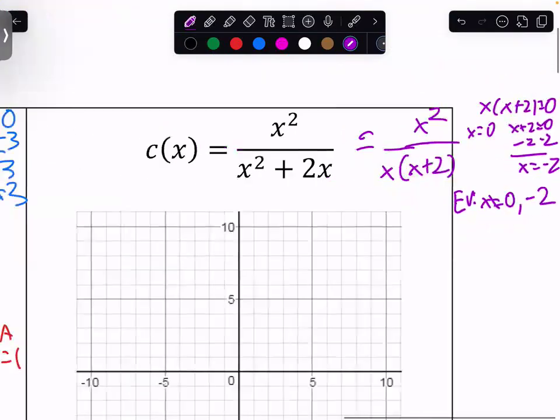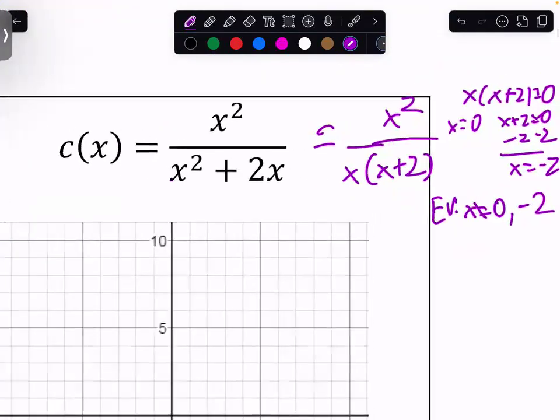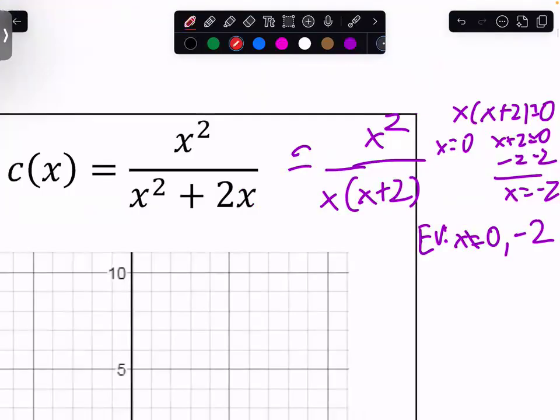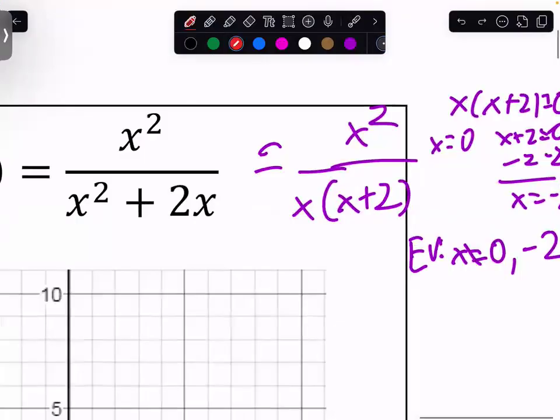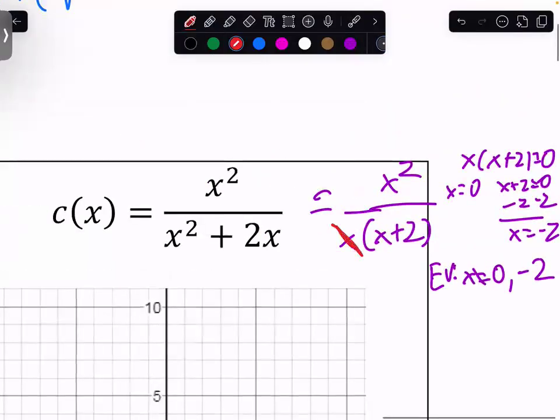Okay, now each of these either forms a hole or a vertical asymptote. So this time we are able to reduce. X squared is x times x. This x is touching the parentheses, so it is multiplying the rest of the row. Okay, so we are able to reduce one x from each section, which simplifies to x over x plus 2.